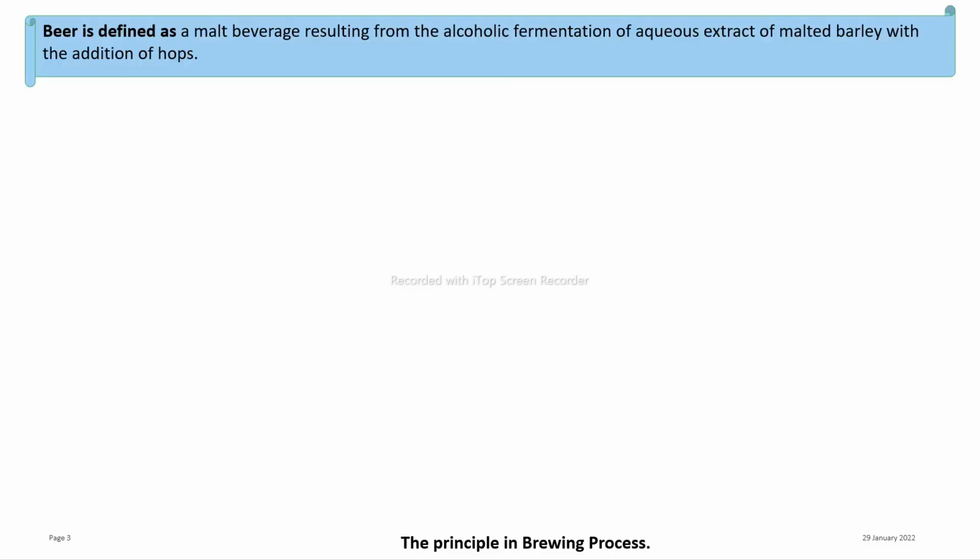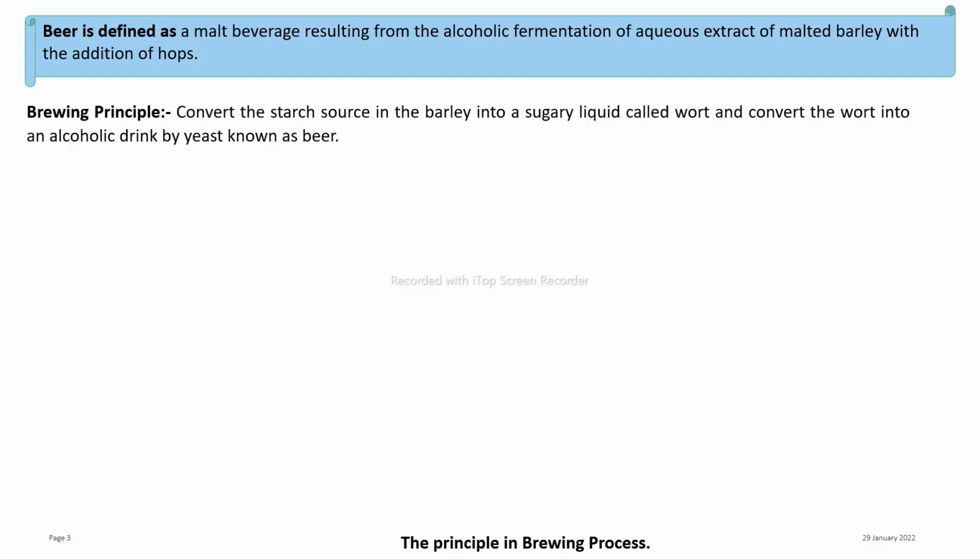The basic principle in the brewing process: beer is a product made from the malted barley grain, in which the starch is converted into simple sugar by the malting process, and then after that the simple sugar is converted into alcohol by the addition of yeast, with the addition of the hops, and as a result we get the beer.